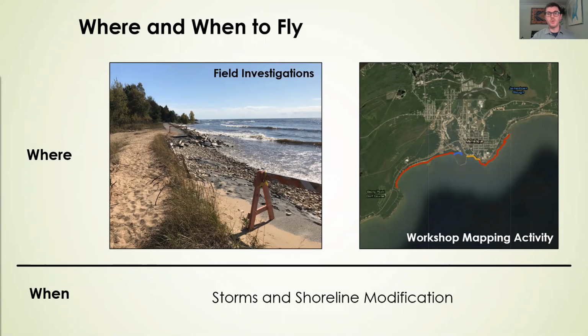For this mapping activity, we give participants a blank map and allow them to highlight areas of concern for coastal management on the map. For the when, we monitor weather patterns and contact citizen scientists to fly before and after storms that might cause shoreline change. We can also coordinate to fly around shoreline modification to track the effects of things like seawalls.